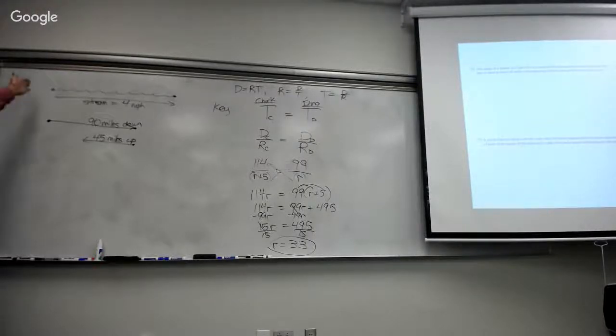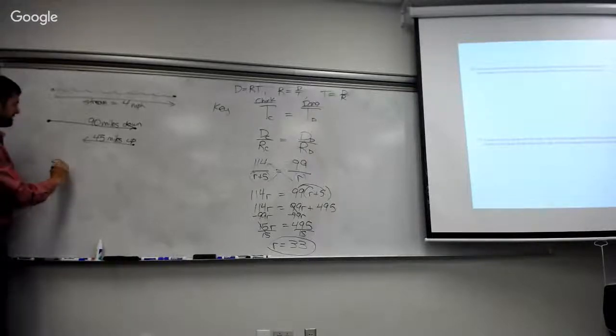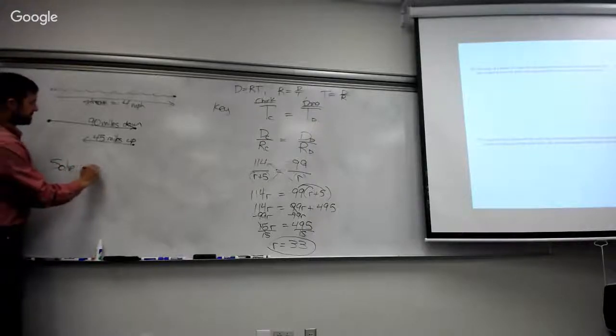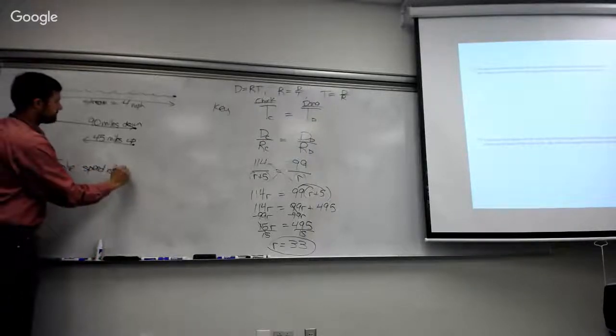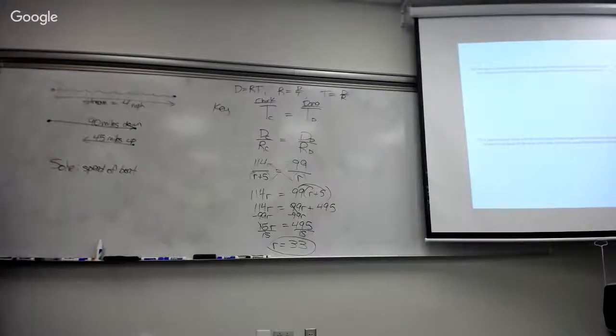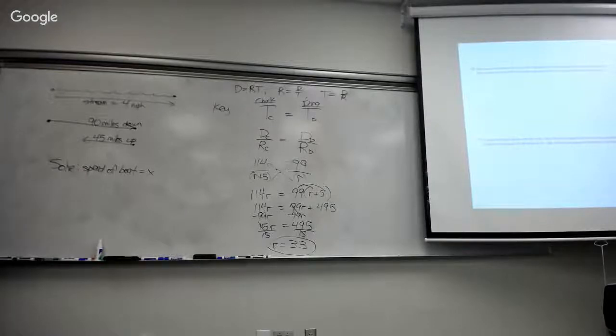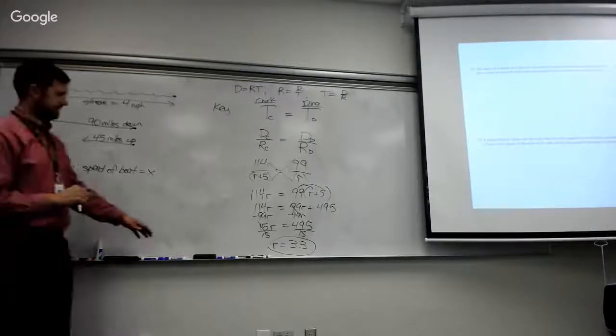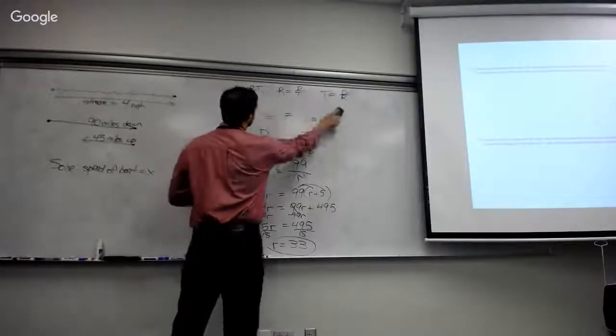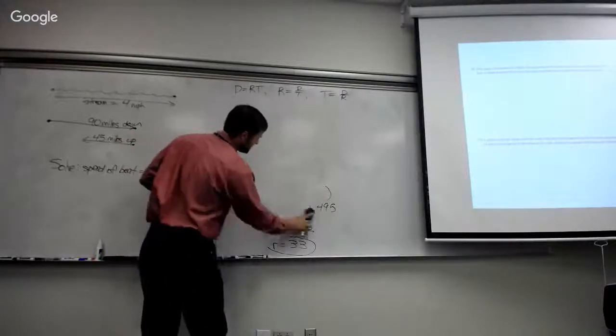So the speed of the stream is 4 miles per hour. The boat travels 90 miles downstream in the same time as it takes to go 45 miles upstream. What is the speed of the boat? So we want to solve the speed of the boat. Well, what is the speed of the boat? We don't know what it is, so we should call it x. So right now, the speed of the boat is x. And we need to think about how we're going to solve this thing. What are your thoughts?